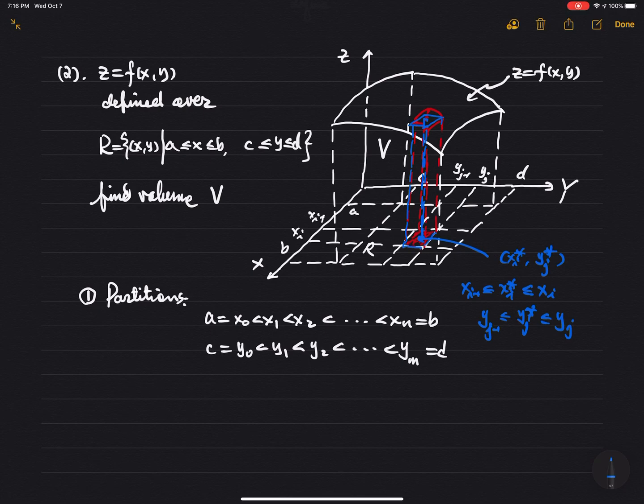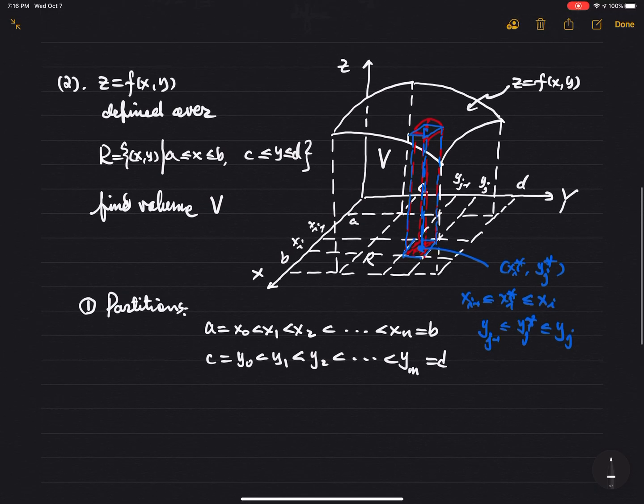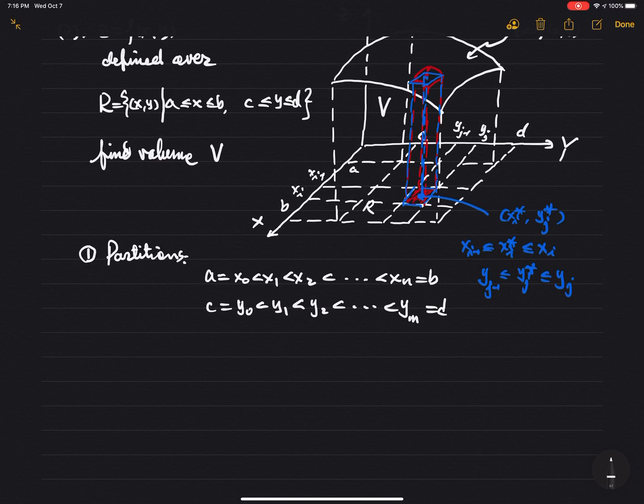So we consider this rectangle. You can think of a rectangular box like this. Hopefully you can see the blue curves. Okay, so second step, again we do the approximation.